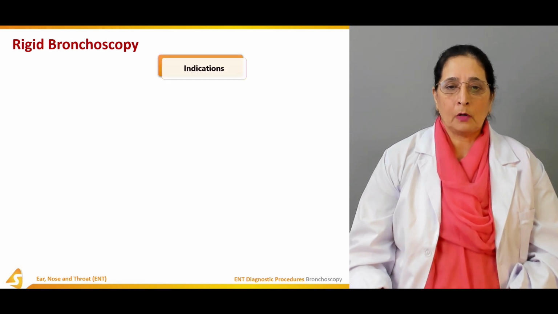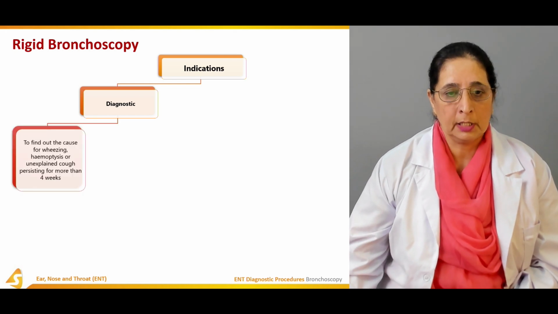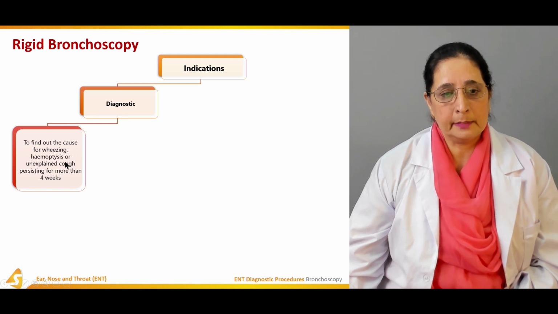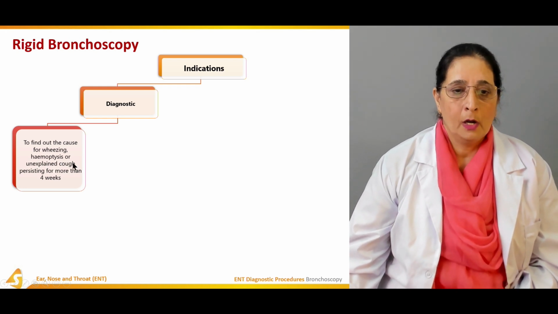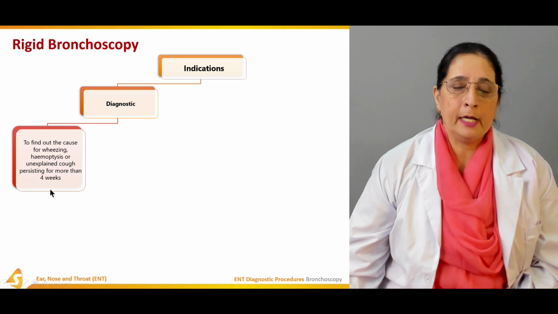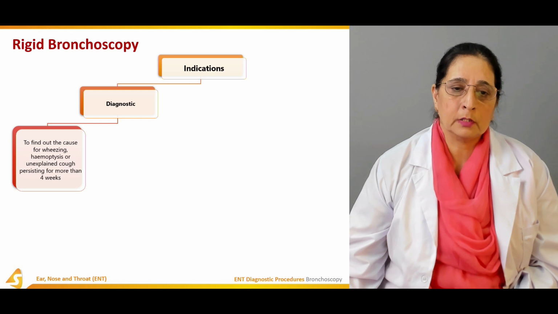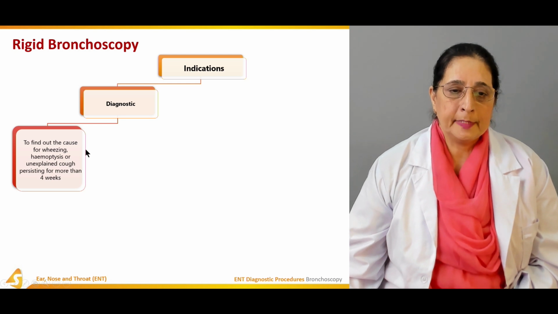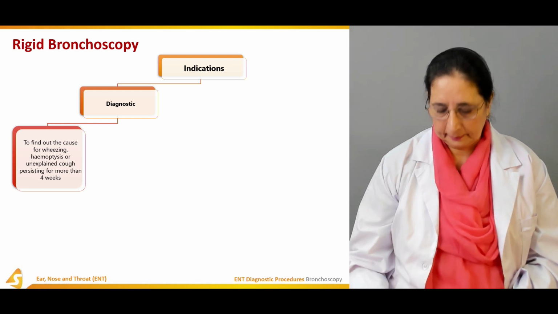Rigid bronchoscopy. Indications for rigid bronchoscopy: we have diagnostic indications to find out the cause for wheezing, hemoptysis, or unexplained cough persisting for more than 4 weeks. So if these are present, we should go for rigid bronchoscopy, to find out the cause for wheezing, hemoptysis, and unexplained cough persisting for more than 4 weeks.